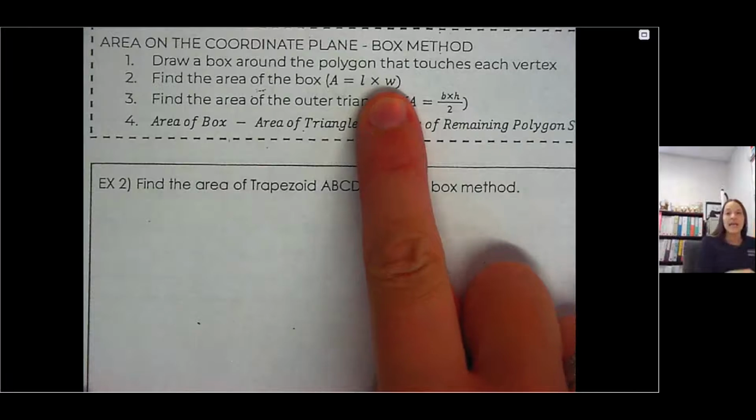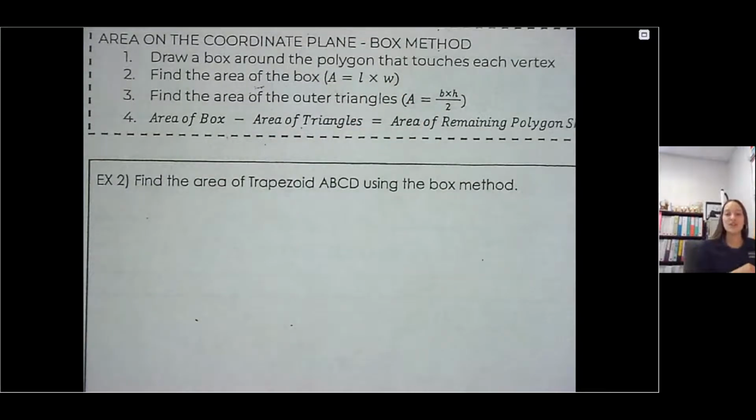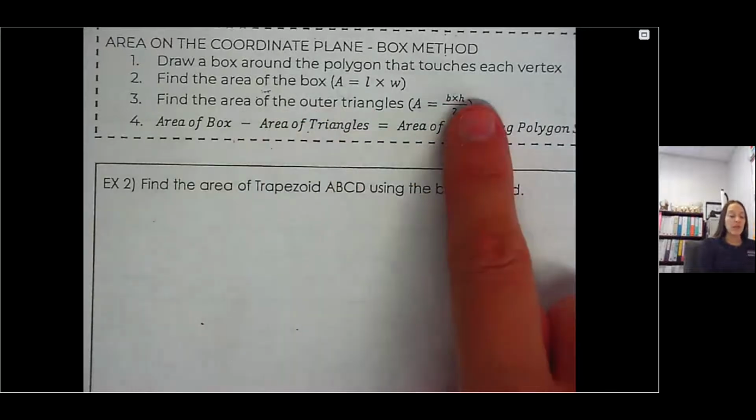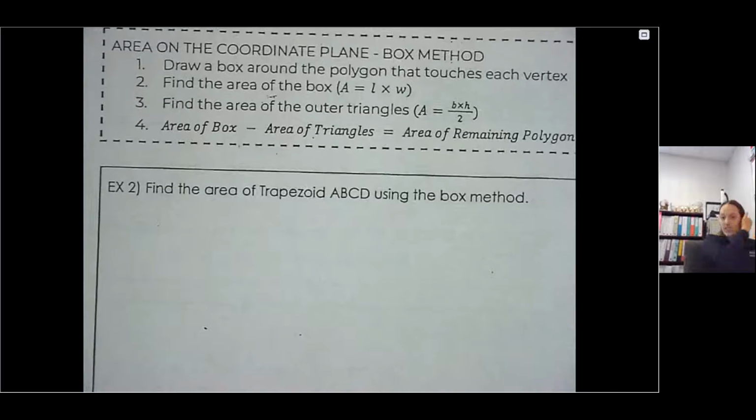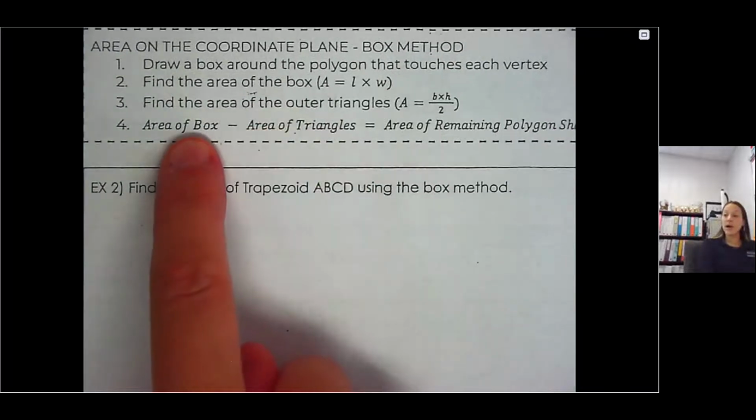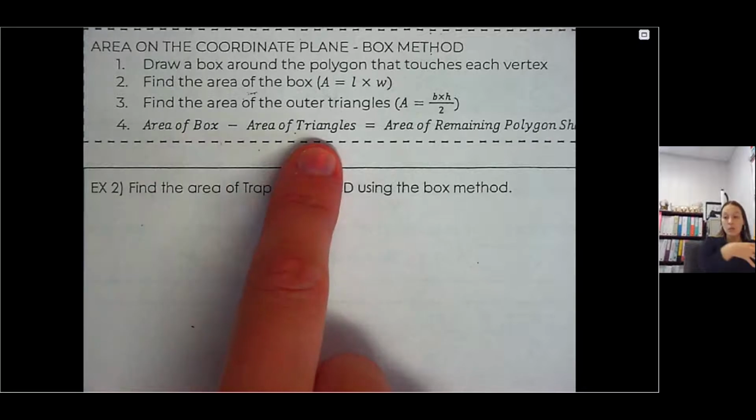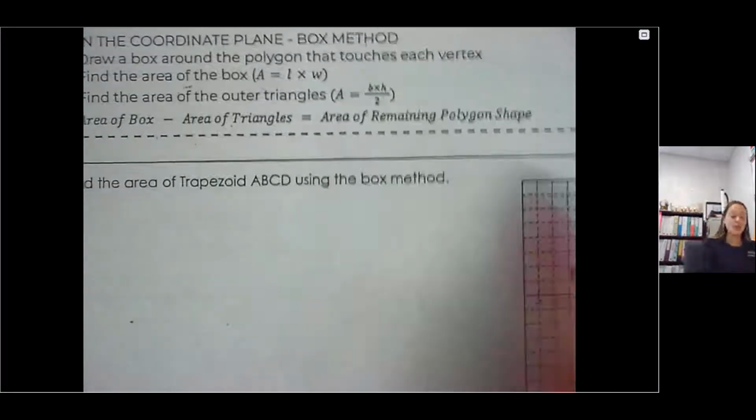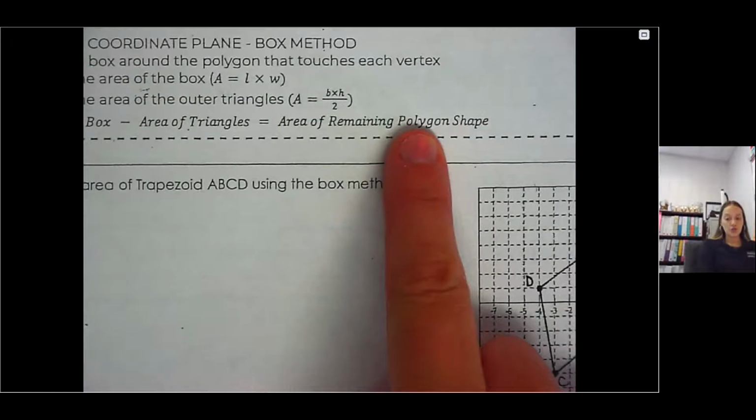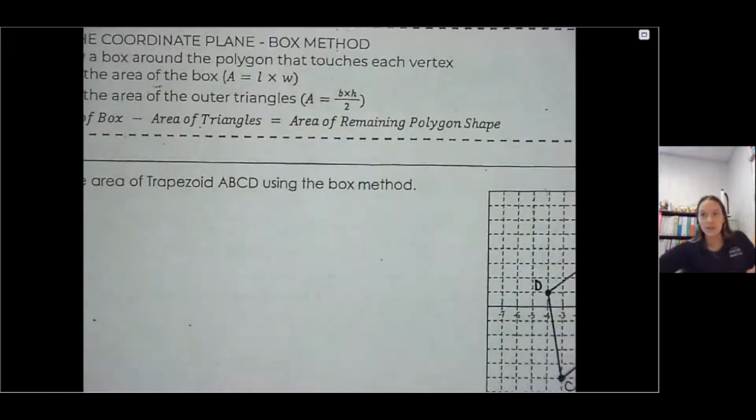width. If you draw your picture correctly, you're going to then create some outer triangles. And then you're going to find the area of the outer triangles by doing base times height and dividing by 2. From there, you'll subtract the area of the triangles from the area of the box. So like that extra piece, we'll take those all out, and what's left over is the area of my remaining polygon shape. All right, that's a lot.